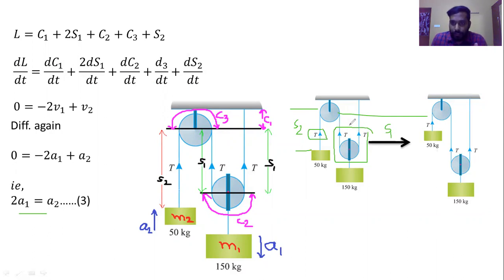Otherwise, this is actually 2s1, one s1 is here and the other s1 is here.